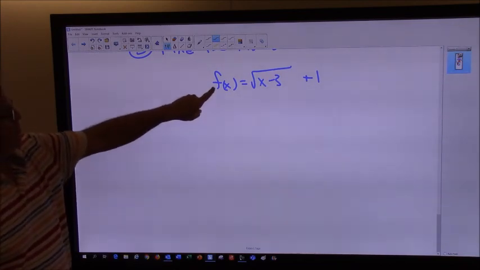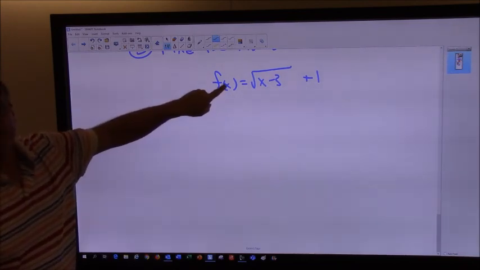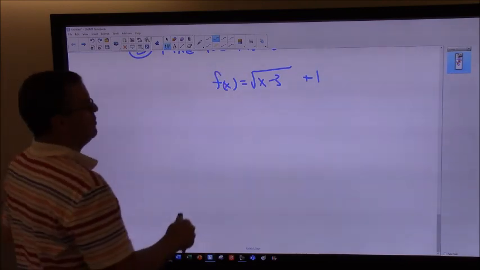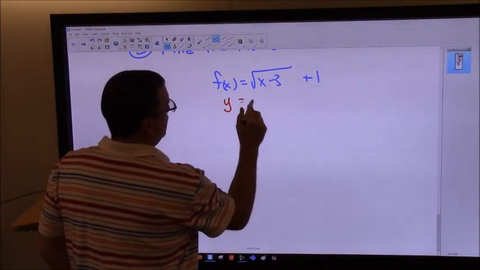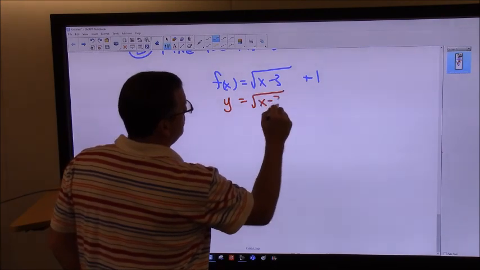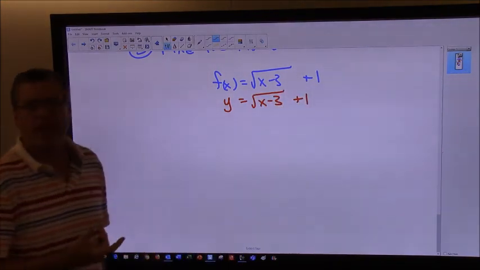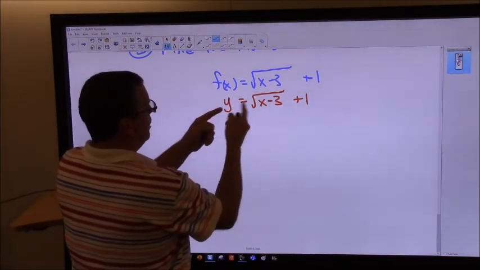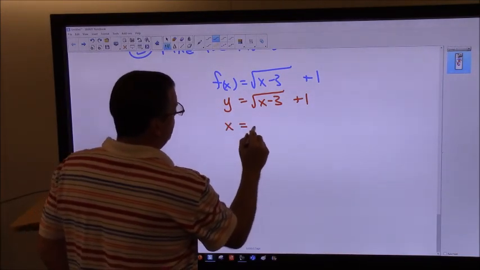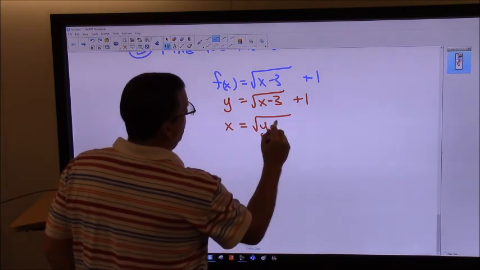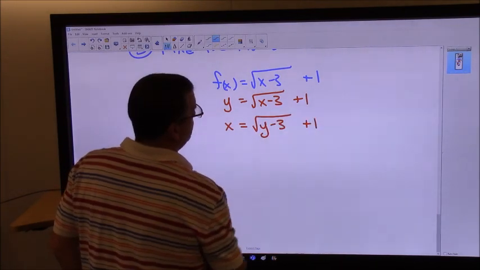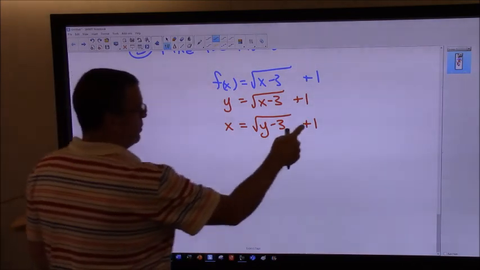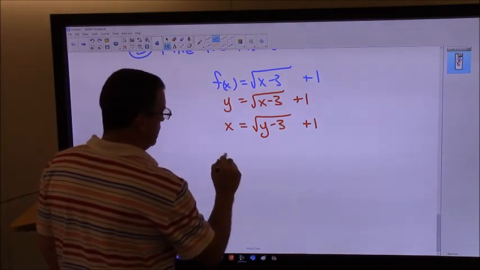So remember, f of x is our y variable, right? F of x means y. So if I want to rewrite this real quick, you don't have to, but just to see it, you can. Now switch your x and y's. So x equals square root of y minus 3 plus 1. And now I just have to solve for y. So I'll bring this 1 to the other side and subtract it.